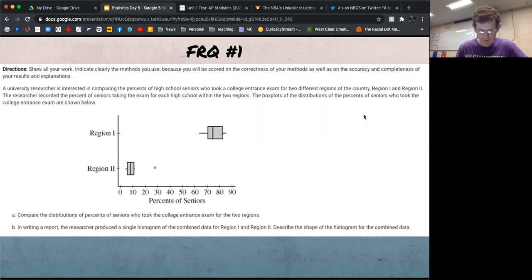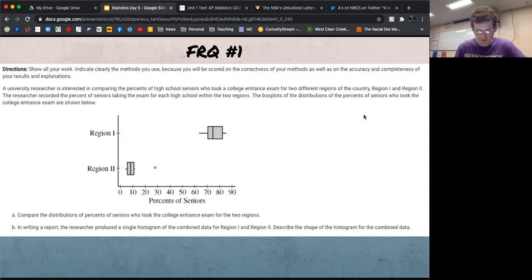Okay, so the very first part, well, let's read the prompt. A university researcher is interested in comparing the percents of high school seniors who took a college entrance exam for two different regions of the country, Region 1 and Region 2. The researcher recorded the percent of seniors taking the exam for each high school within the two regions. The box plots of the distribution of the percents of seniors who took the college entrance exam are shown below. Okay. So Region 1 and Region 2, compare the distribution of percent of seniors who took the college entrance exam for the two regions.